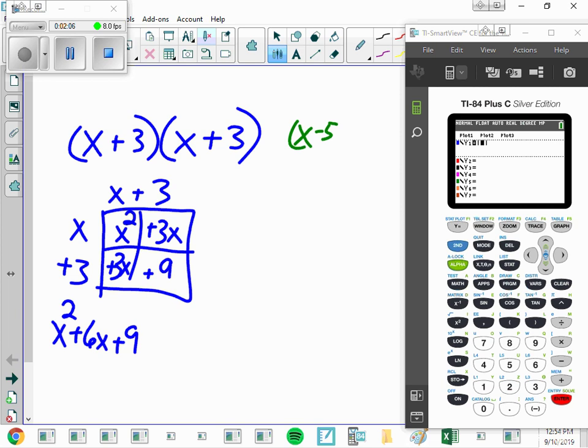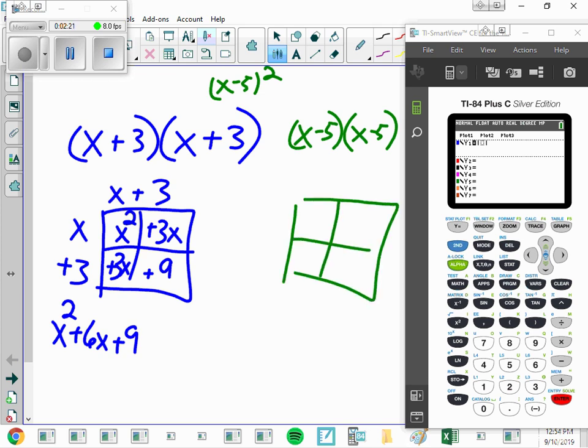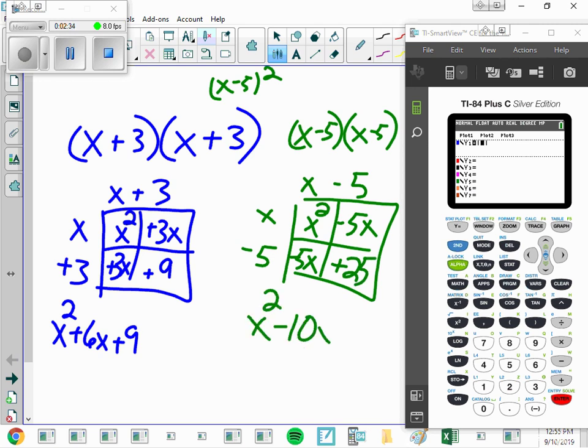X minus 5 and x minus 5. And sometimes it will just be x minus 5 squared. But just remember you need to write that twice. Otherwise, you'll probably miss the middle term. So we draw the box. X minus 5 and x minus 5. X squared minus 5x minus 5x plus 25. And I get x squared minus 10x plus 25.